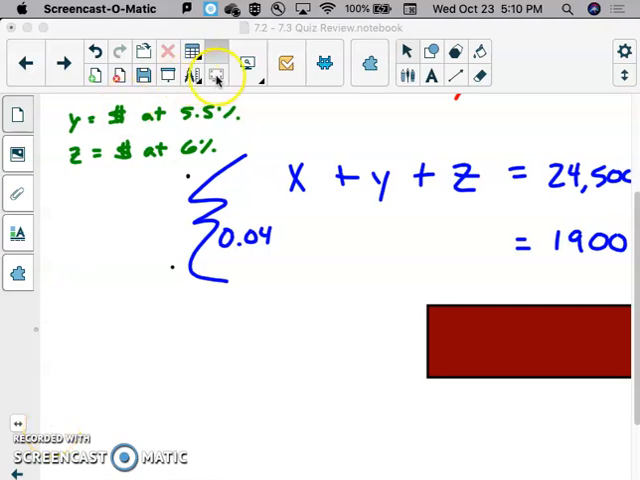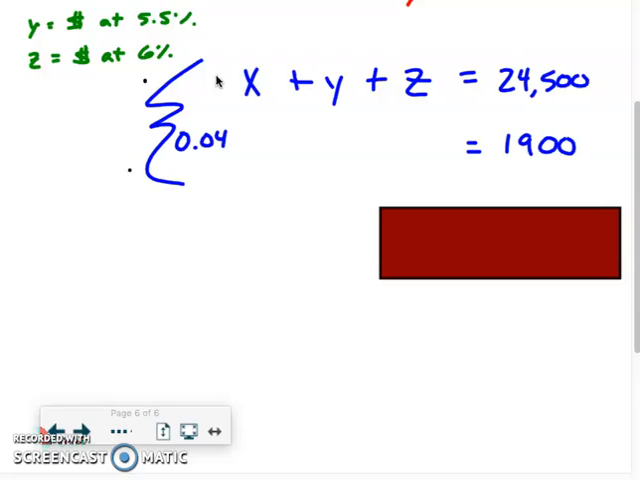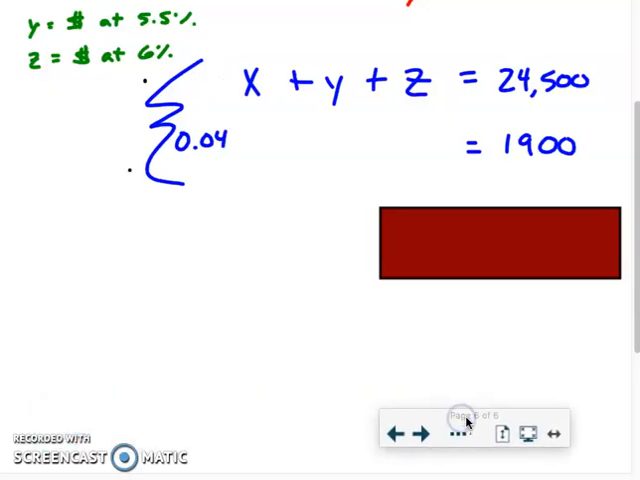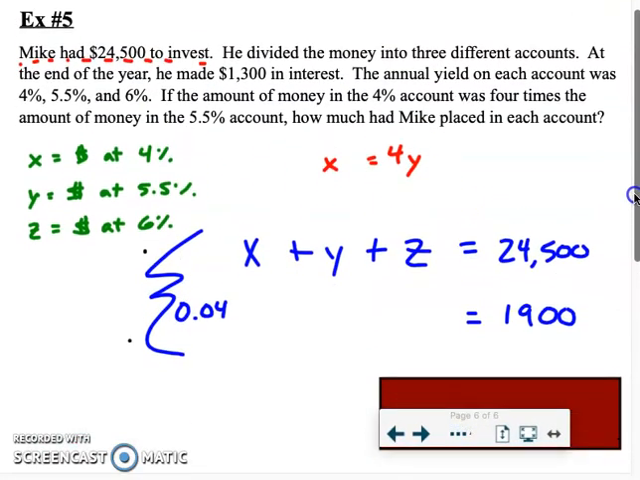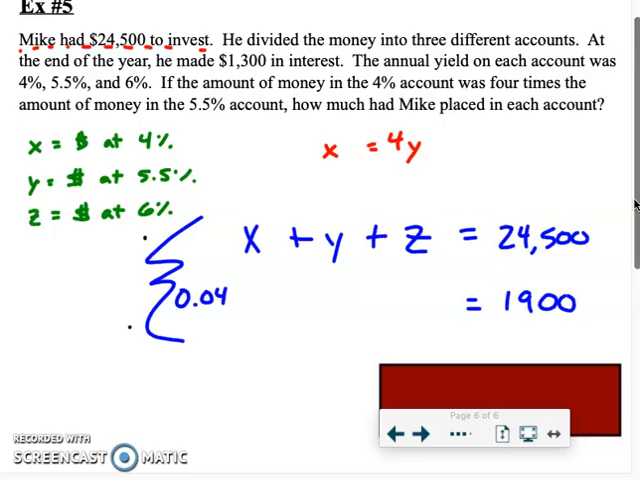All right, so back to this problem. Darn good thing I was able to take a little break there while I was uploading the podcast, because I realized that I've got a mistake in here. Again, it came at the very end as I was trying to rush. It says that at the end of the year he made $1,300 in interest. I was about to do that as $1,900.